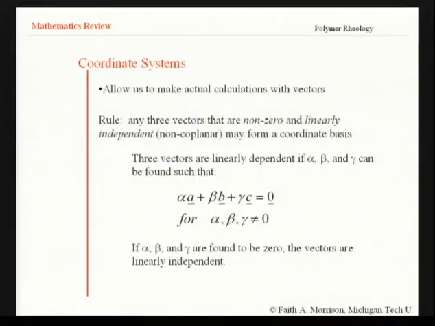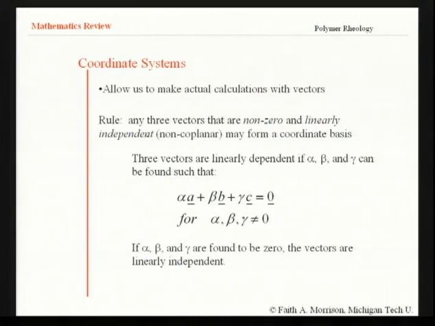Likewise, scalars, which don't even have direction, are independent of any kind of coordinate system you might be using. So what is a coordinate system for our purposes? A coordinate system is a reference that allows us to make calculations with vectors. And we can only use coordinate systems for three-dimensional space that have three non-zero basis vectors that are linearly independent. You had this also in introductory linear algebra.